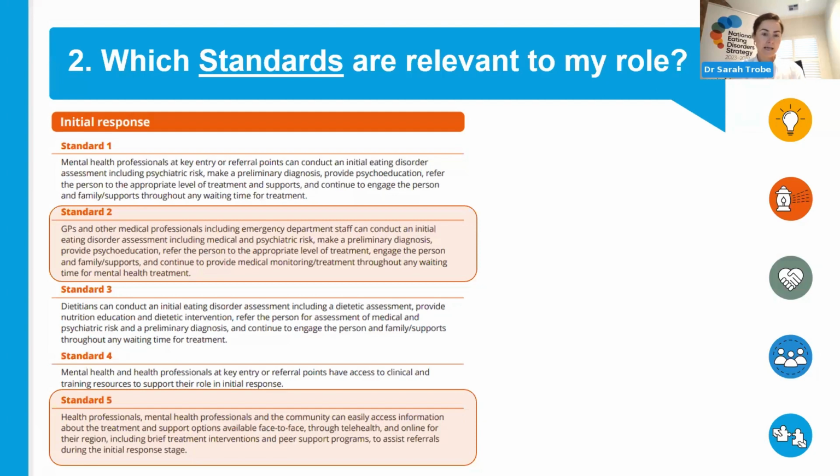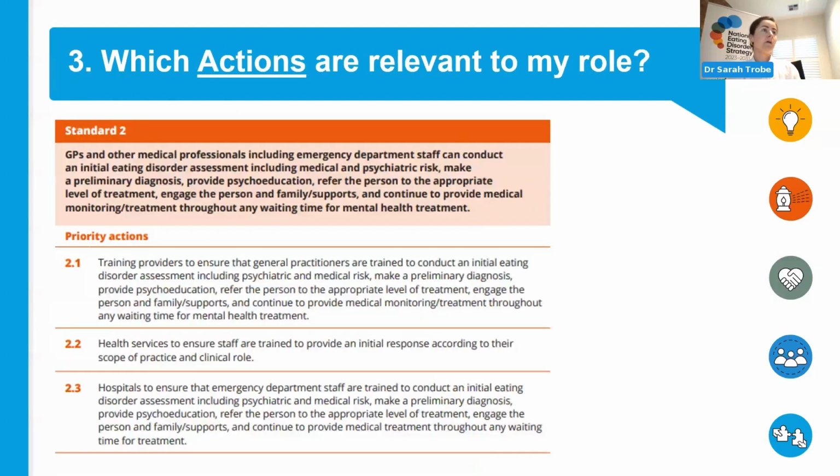So we've identified the standards specific to the GP role. So then let's go to that next level, which are the actions that sit under those standards. So under standard 2, there are 2 primary actions. Firstly, that GPs can access training so that they are knowledgeable and skilled to provide that initial response. And the second one is for a GP to be able to actually fulfill that initial response in an ongoing way. So really we want GPs to be trained to do this work, and we want them to do that initial response role or fulfill that role.